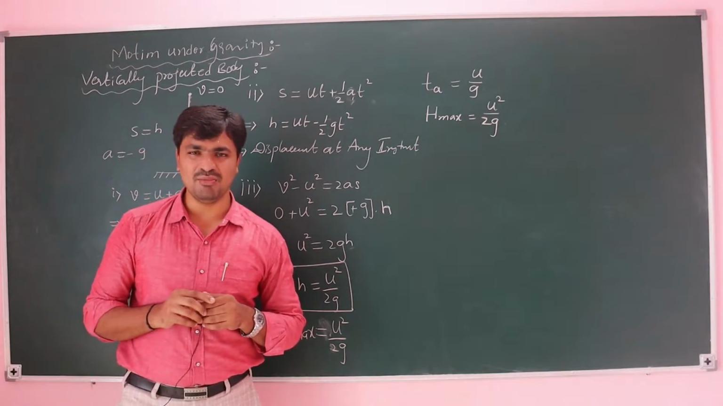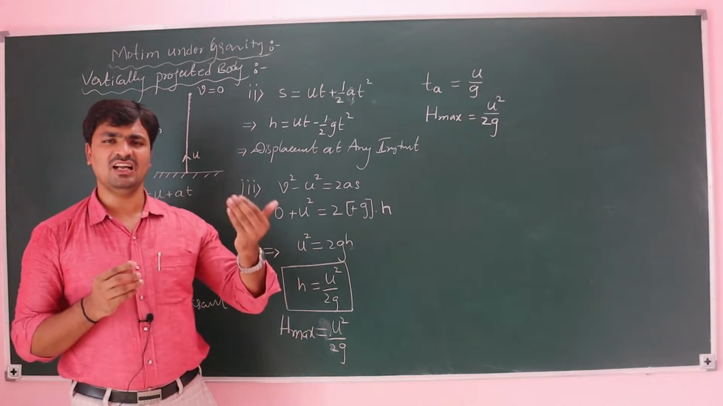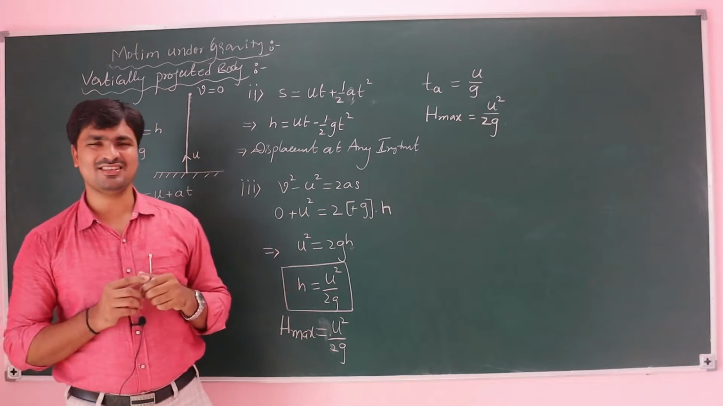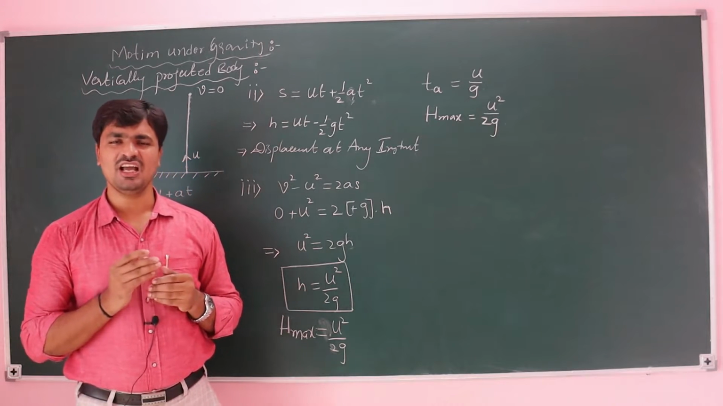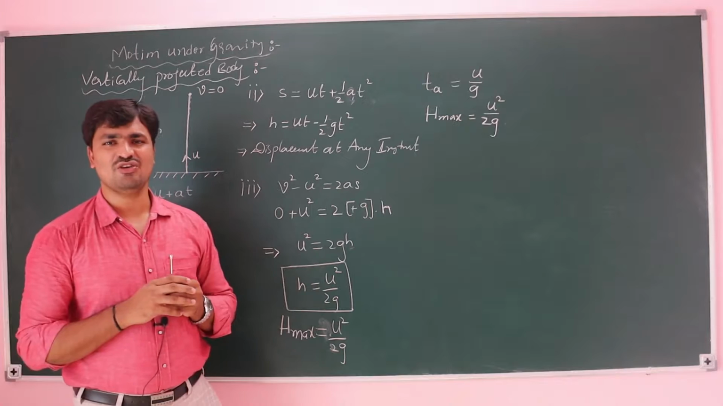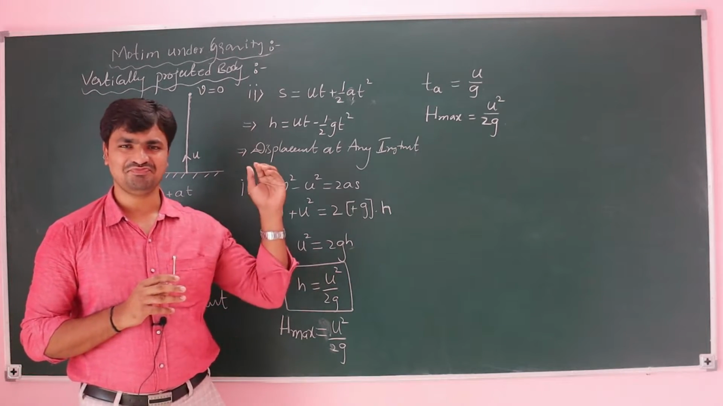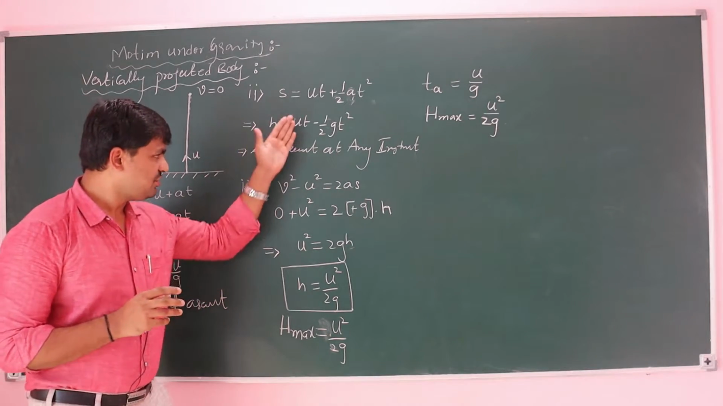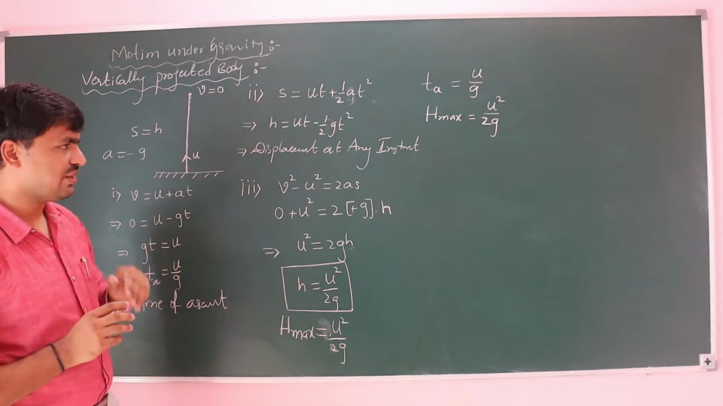Maximum height is nothing but, for a vertically projected body, the point at which the final velocity is 0, and that we name simply H max. So we are getting these expressions from this.